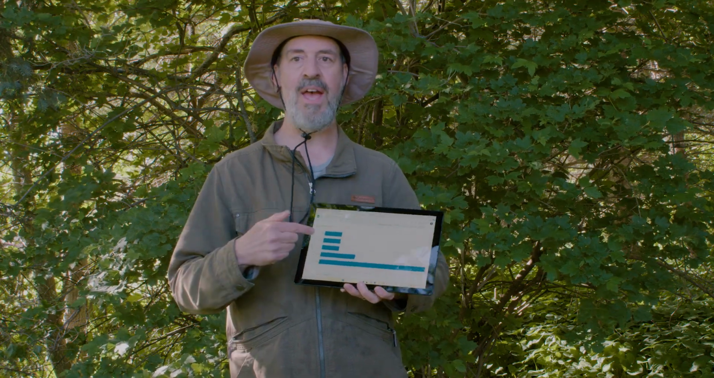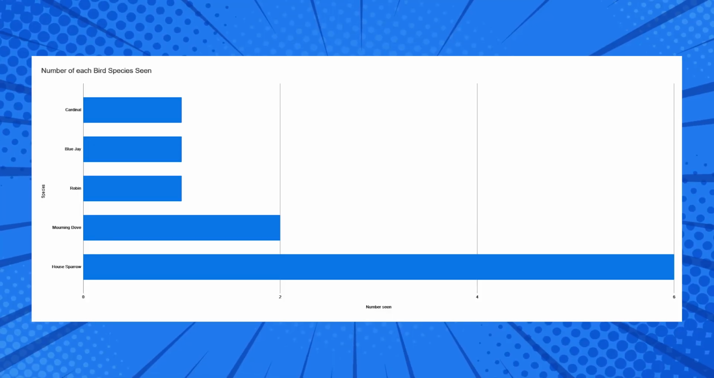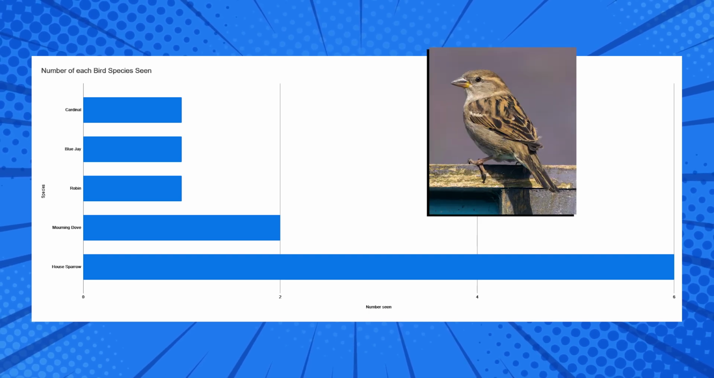Together, let's read the graph I made. I've recorded 5 of the species in the graph. What kind of bird did we see most often? The house sparrow.